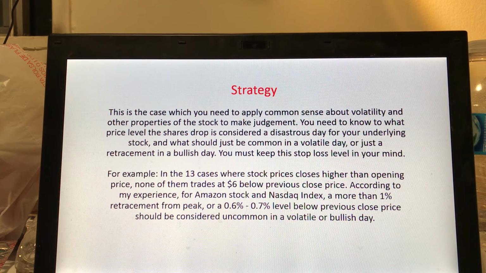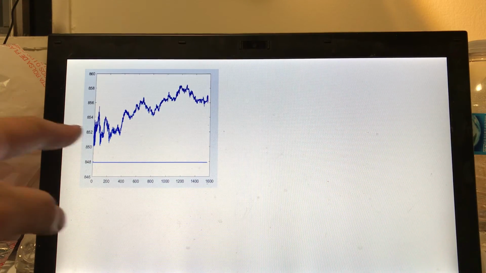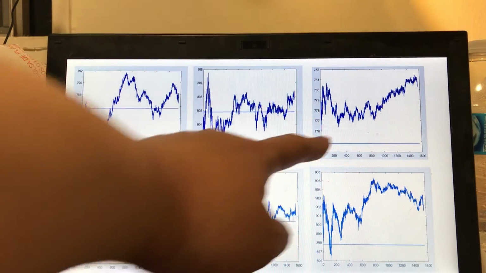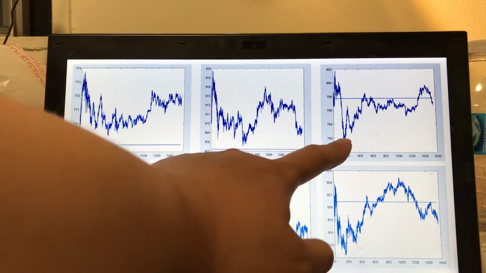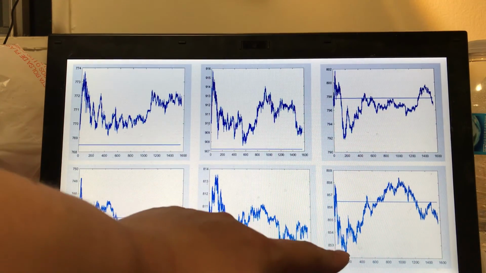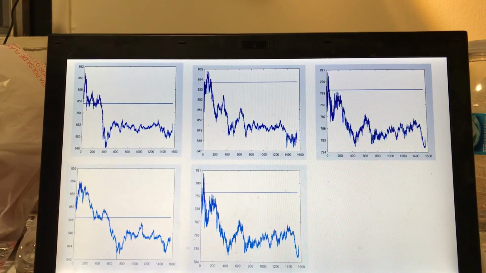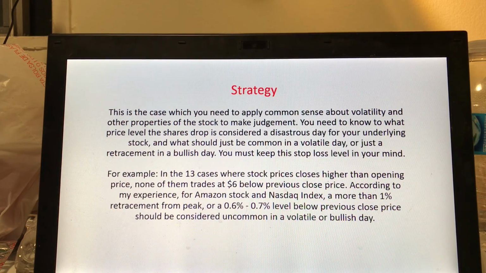For example, in these certain cases where the stock price closes higher than the opening price, none of them trades at more than $6 below the previous close price. We can see this, and for these cases, none of them trades at $5 below the previous closing price.